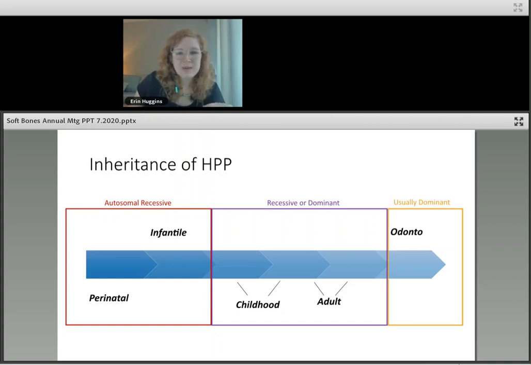And then odonto HPP, which again we know is highly variable, is usually dominant. However, there are some exceptions to that rule, and again, that becomes very fluid whenever we reference back and say, well, odonto might not be just odonto. So a lot of the times that can change over time. Those symptoms can change over time, and you're no longer dealing with odonto and maybe childhood onset, and now all of a sudden you've got two genetic mutations, when typically you might have been thought to have the mild form and you had just one.